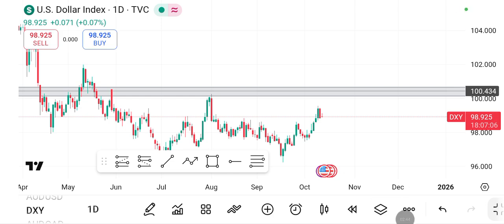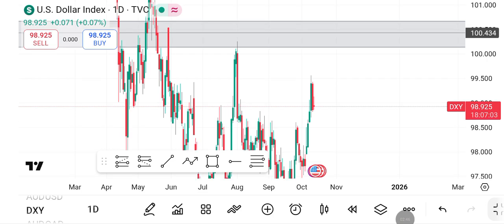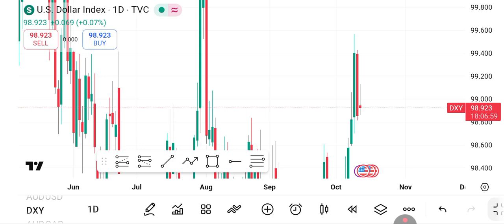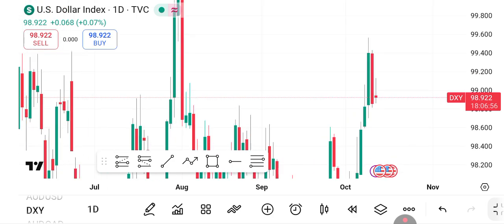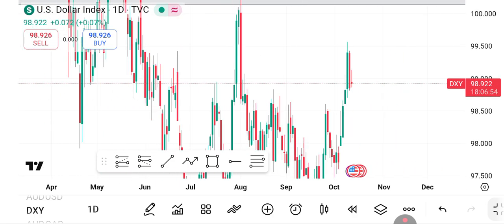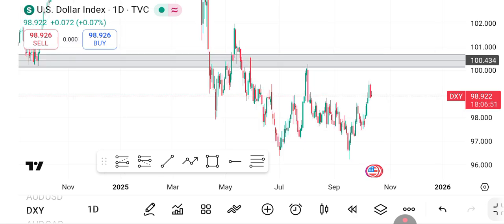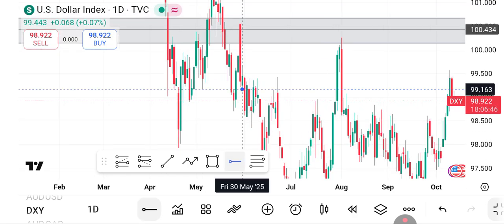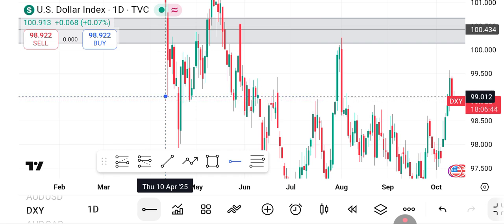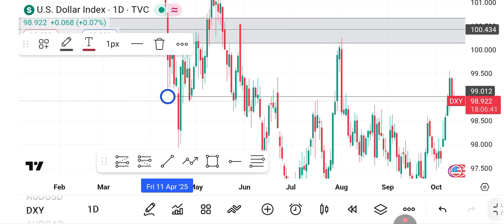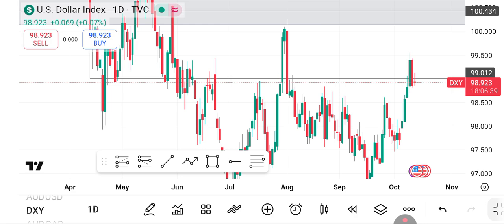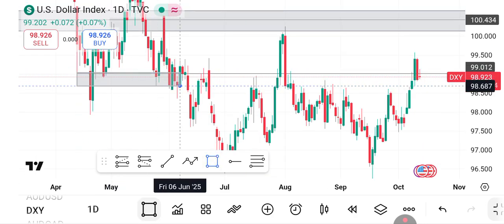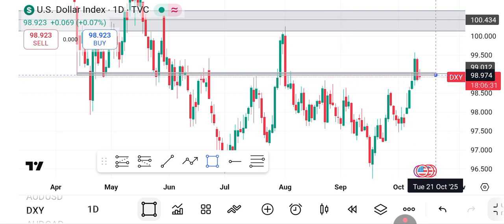Okay, so guys, we are now on a daily time frame. Let us do some quick analysis on the daily time frame so that we can see what it is telling us to do. As you guys can clearly see, from the 99.012 zone, the DXY has been respecting this zone multiple times and for months.